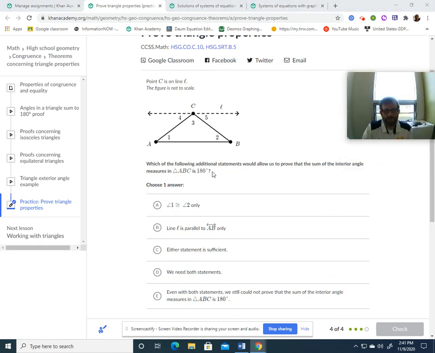All right, which of the following additional statements would allow us to prove the sum of the interior angles is 180? Okay, point C is on line L. The figure is not to scale. Okay, we need that this is parallel. If this is parallel, then 1 equals 4, 2 equals 5, and 3, 4, 5 add up to 180, so you substitute 1, 2, 3 have to equal 180.